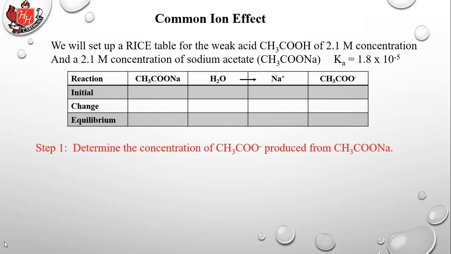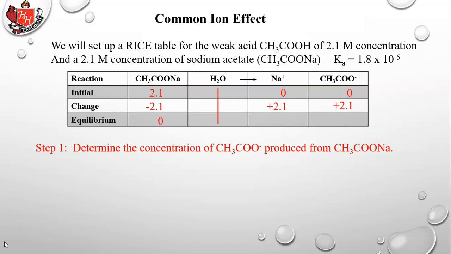We want to determine the concentration of the acetate ion produced by the sodium acetate. We start off with 2.1 molar of sodium acetate. We forget about water. Initially we don't have any sodium ions and we don't have any acetate ions in this solution. We're creating the acetate ions from the sodium acetate. All of the sodium acetate, 100% of it, is going to dissociate. That sodium, Na, is going to break off, and so you end up with 2.1 molar of sodium ions and 2.1 molar of acetate ions.